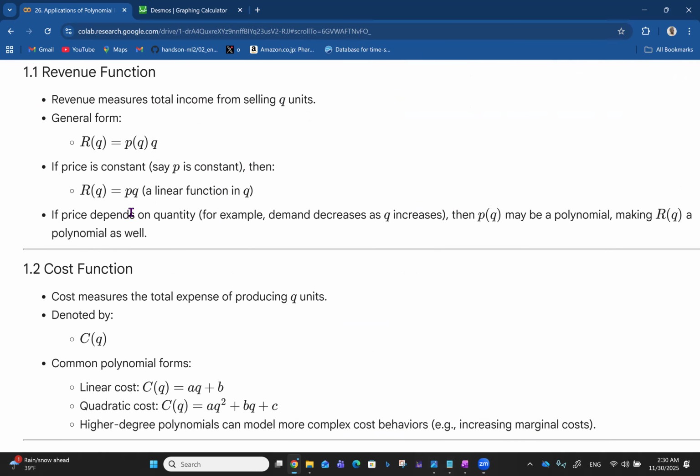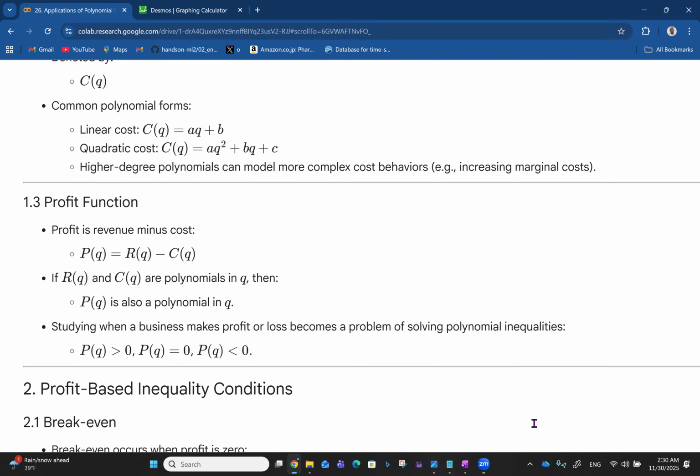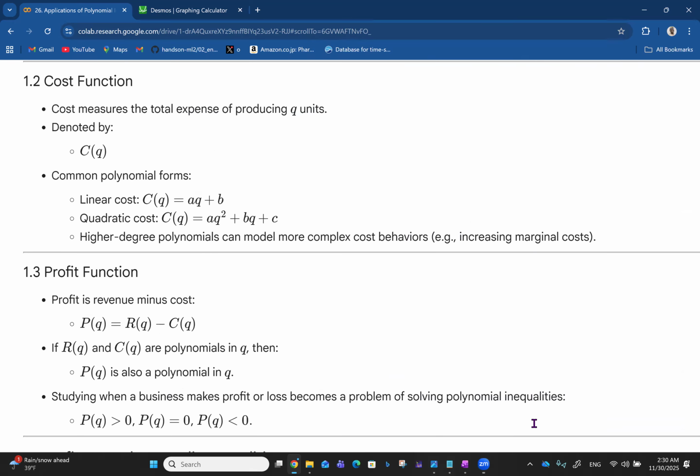So imagine you have revenue function to be R of Q. And then the cost function can also be modeled like that. The cost measures the total expense of producing the Q units, denoted by C of Q. So we have common polynomial forms. The cost function can be linear, so we can have linear cost, which is C of Q equals AQ plus B. You can have quadratic cost function, that's C of Q equals AQ squared plus BQ plus C. And then we can have higher degree polynomials, which can model more complex cost behaviors, e.g. increasing marginal costs.